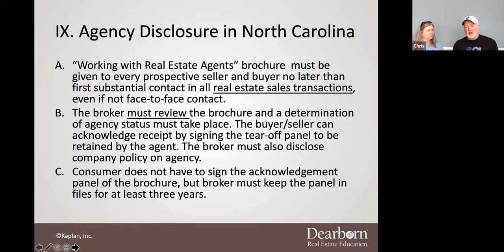But if they do not sign it, what I'm going to do is take that back page and write on there, refused to sign. I'm going to put it in my file and I'm going to keep it for 3 years because I'm required to keep all mandatory documents for a minimum of 3 years from the last day I do business with that person.